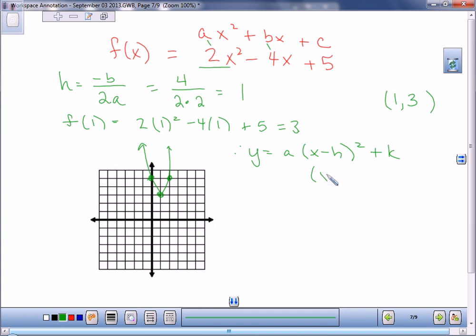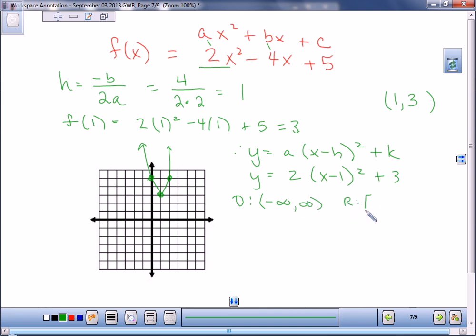And what did we say a was? It's the same. A is the same. So if the a here is 2, the a here is 2. So this is the same equation, but written in vertex form. All right, what would the domain of this be? Negative infinity to positive infinity. Range: bracket 3 to infinity. Good.